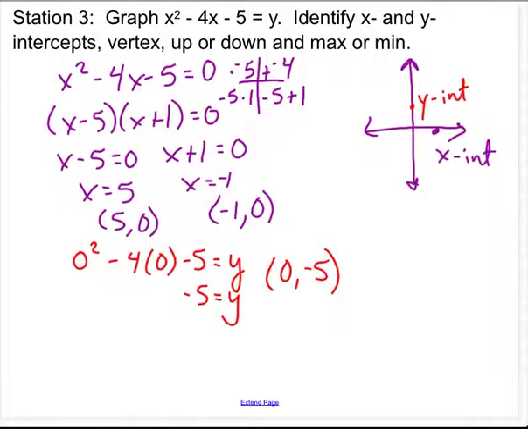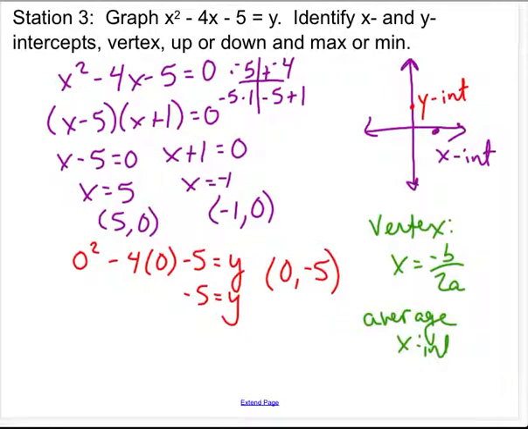The vertex, if you look at it, there's 2 ways to think about this one. Our original equation is in standard form. So if you're looking at it in standard form, to find the x-coordinate of the vertex, you use the formula x equals the opposite of b over 2a. However, because we already have our x-intercepts and we put it in factored form, you can also find the vertex by averaging your x-intercepts. So I'm going to do it that way.